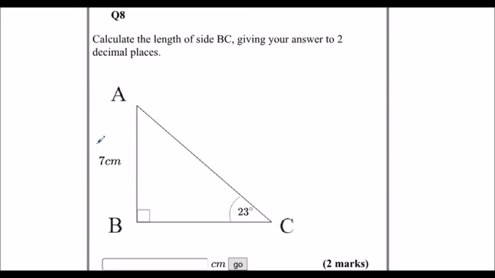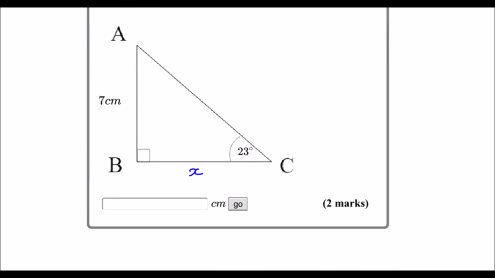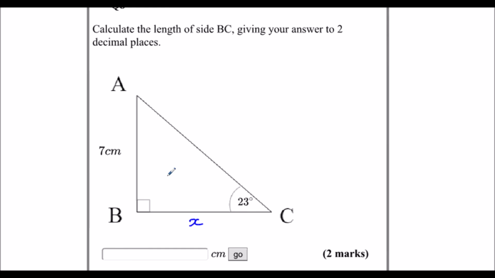Question 8. Calculate the length of side BC, giving your answer to 2 decimal places. So we've got our SOHCAHTOA question. Give the answer to 2 decimal places. So let's label the triangle first. So the longest side's the hypotenuse. Opposite the angle is called the opposite. And in between the right angle and the angle is the adjacent. So it's SO, KA, and TOA.